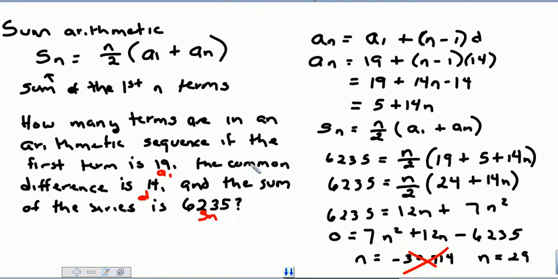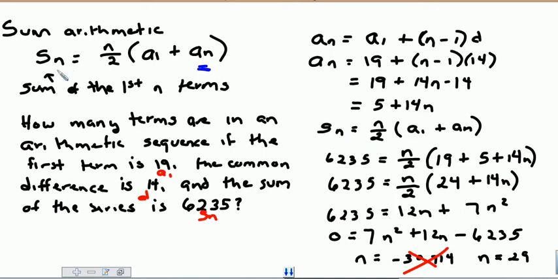So the first thing we need to do is figure out what this a sub n is in this problem. So we're going to go back to our formula from the first page. A sub n is equal to a sub 1 plus n minus 1 times d, and plug in everything that we know. We know a sub 1 is 19, and we know d is equal to 14. So a sub n, when we simplify, is equal to 5 plus 14n.